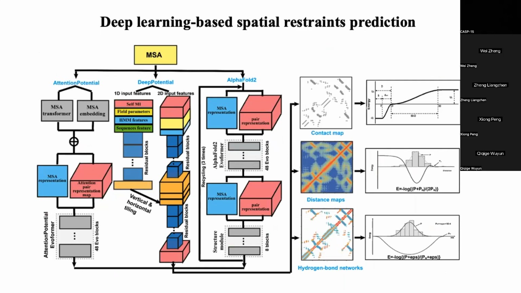And the third is AttentionPotential, which uses the MSA transformer in the early stages to handle the sequences, and then later on uses an Evoformer architecture, kind of like AlphaFold 2. Now, all 3 of these give you contact maps and distance maps, which contribute to our potentials in the Monte Carlo simulations. AttentionPotential and DeepPotential will also give hydrogen bond maps, which also contribute to the folding simulations. And we do get a predicted structure out of this AlphaFold 2 run.